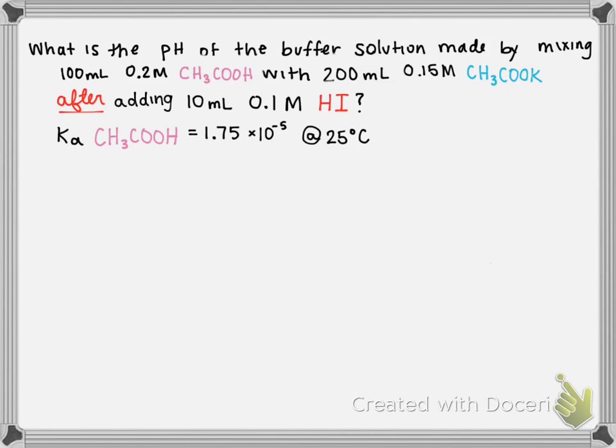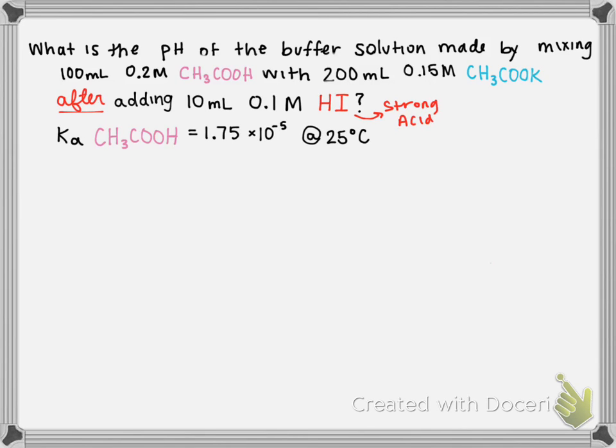So let's go ahead and look at this problem. We're going to figure out the pH of that buffer solution that we made before after we add 0 or 10 milliliters of 0.1 molar HI. And so HI, we know, is a strong acid. And so we have to think about how to write the reaction, and we have 3 molecules that are around.